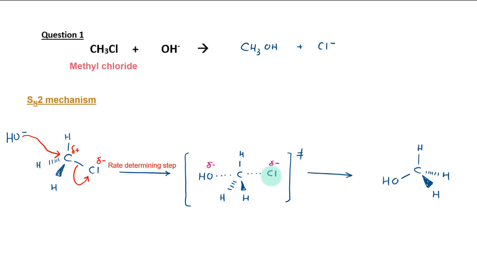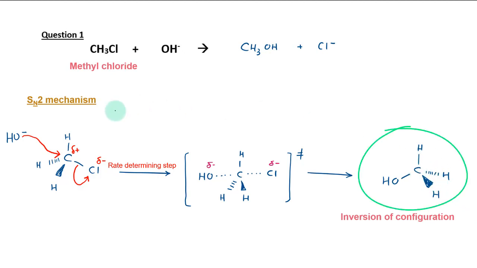And then after that, it's going to form your final product. So remember that the nucleophile attacked from the back, so now the OH is on the opposite side. And then you will realize that the final product has an inversion of configuration, which means that the product is kind of like a mirror image compared to your starting reactant.